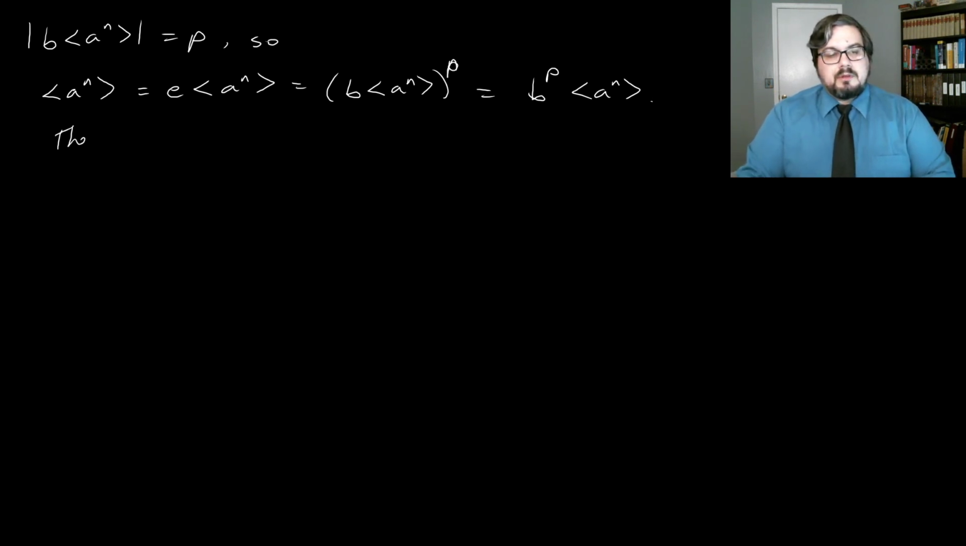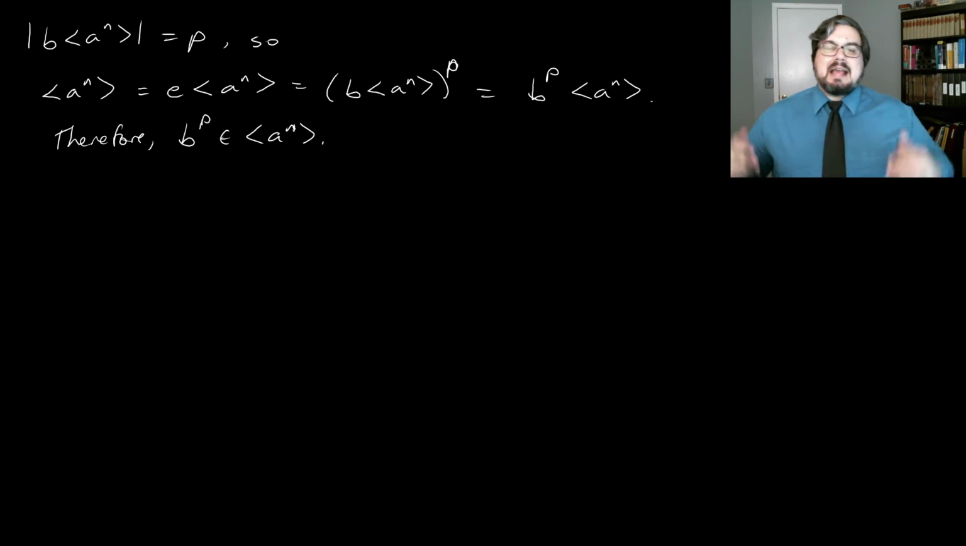Therefore, this tells us that b to the p belongs to the cyclic subgroup generated by AN. We're sort of coming back out of the group G prime and back up onto the level of the group G again. We've taken the properties that we needed out of G prime, the fact that this element B times the subgroup generated by AN has order P, and saying, all right, what does that mean when we lift back up to the level of the original group G?